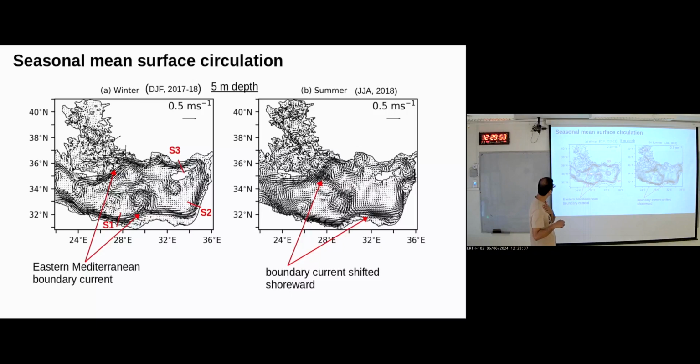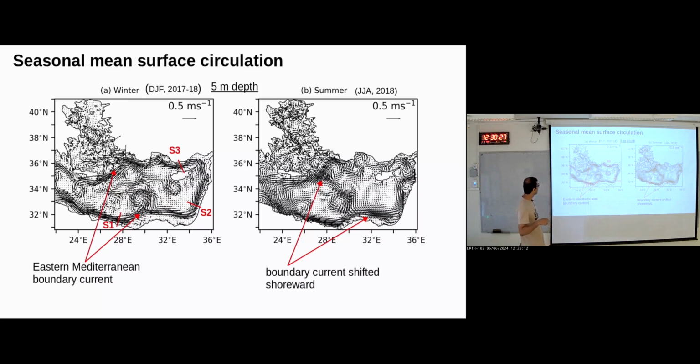In winter, we have an eastward current in the middle of the domain, which gets replaced by a southeast current going across the domain. We also notice that in summer, the boundary current is shifted more towards the coast than in winter. So these have implications when we discuss the bottom interaction.